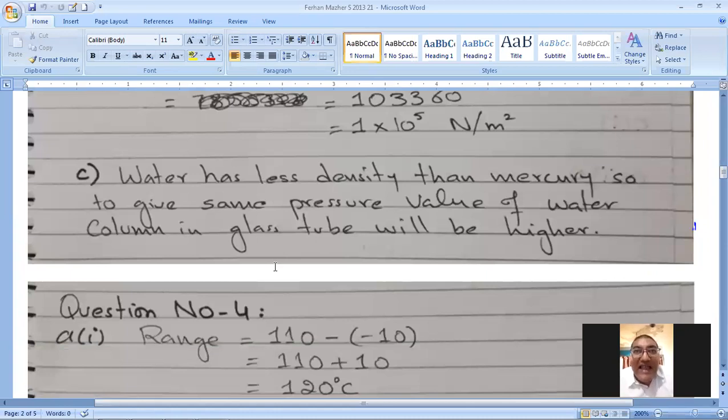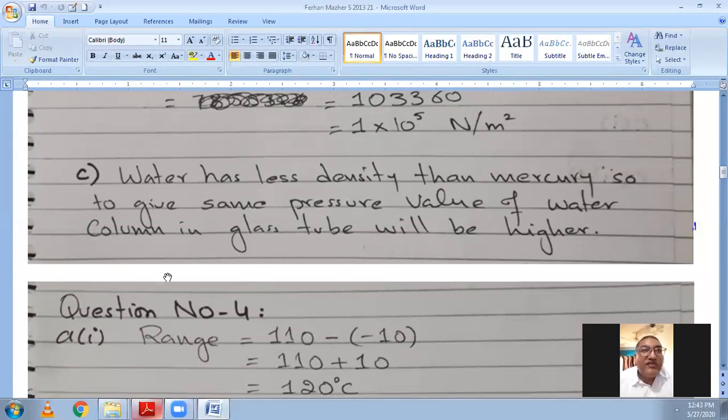Water has less density than mercury. So to give the same pressure value, the water column in the glass tube will be higher. Water has less density than mercury. So to give same pressure, the water column in glass tube will be higher. I hope that you have understood it. So that was question number 3. Let's move to the next question.